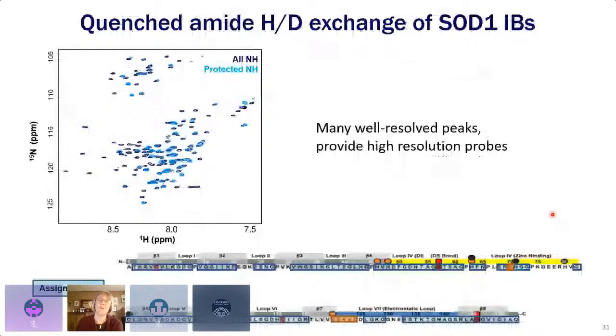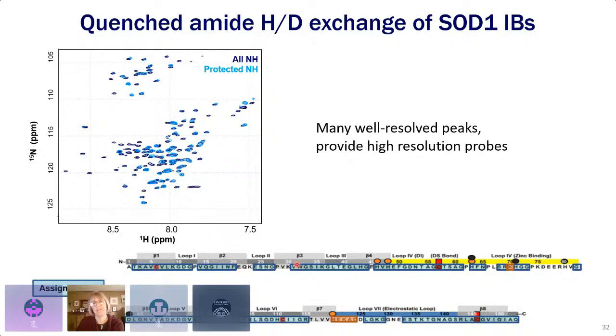Okay, so now we used amide exchange to look at higher resolution at what's going on in the inclusion bodies. So this is quenched amide exchange, where we put the inclusion bodies into D2O. And so here in blue, we have all the amides that we can see when we dissolve the inclusion bodies. If we first exchange the proteins with D2O and then dissolve them, we can see what amides are protected. And you can see there's a lot of blue peaks here. There's a lot of protection.